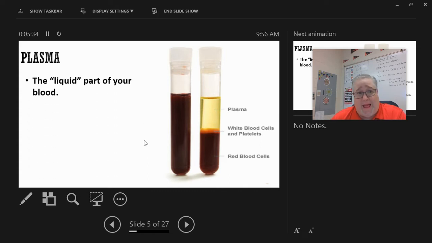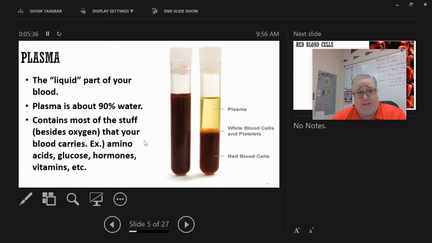Now, when it comes to plasma, the plasma is the liquid part of your blood. It's what makes your blood a liquid. We have cells, like white blood cells, red blood cells, etc. Those are solids. Those are things that are kind of floating in your plasma. You might remember the word suspension, back when we did our biochemistry unit. Blood is a suspension. There are things that are floating in that liquid, but the liquid part is your plasma. And plasma mainly consists of water.